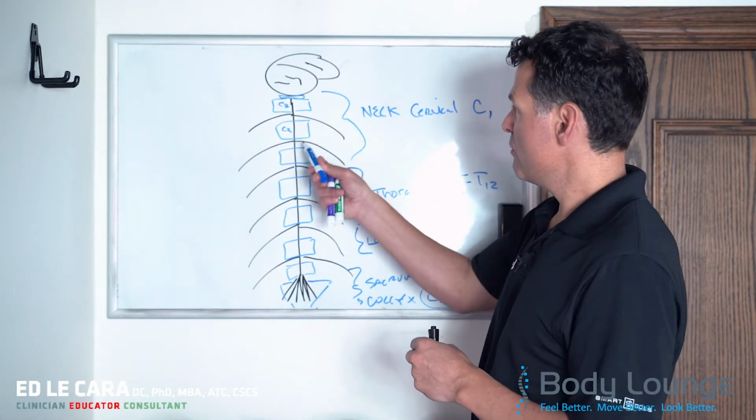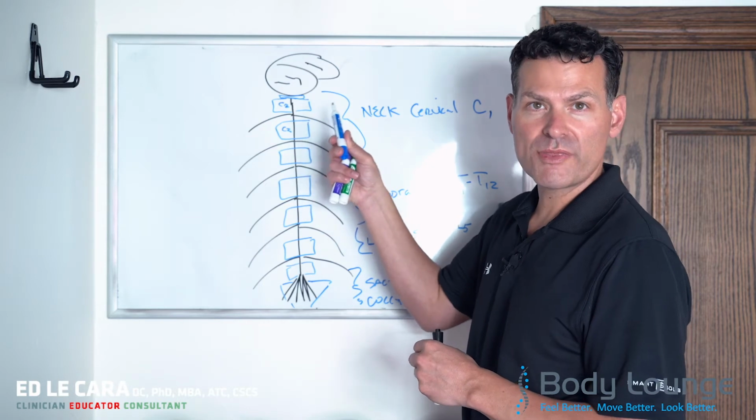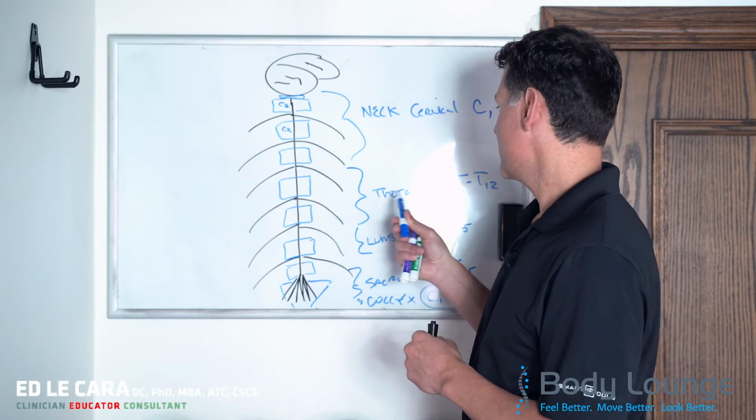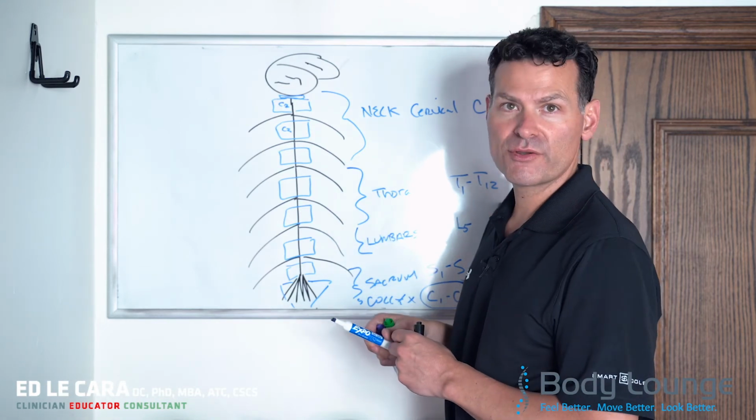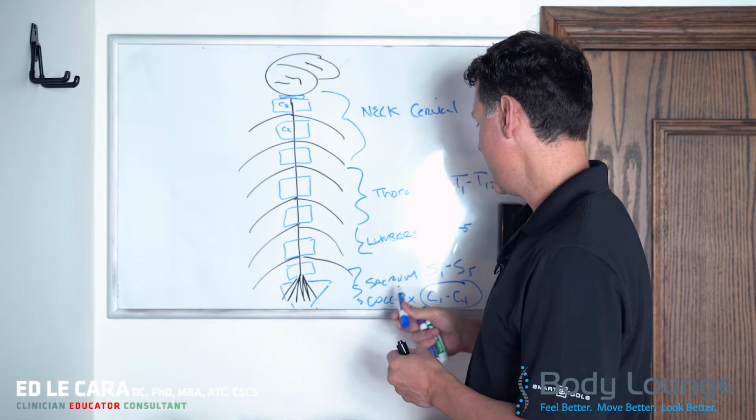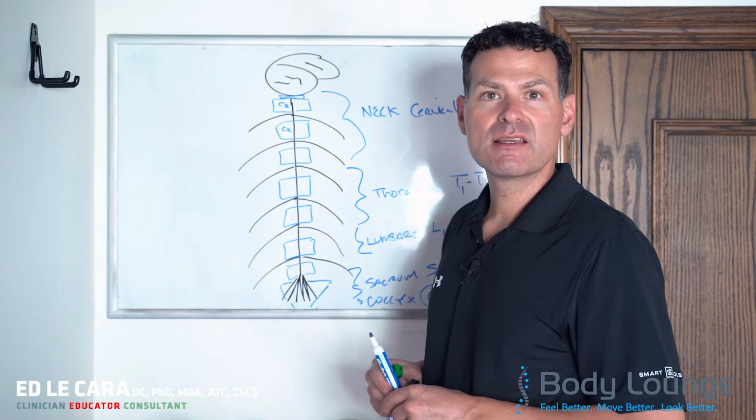So cervical is C1 through C7. Thoracic is T1 through T12. Lumbars are L1 through L5 usually, and then sacrum and coccyx.